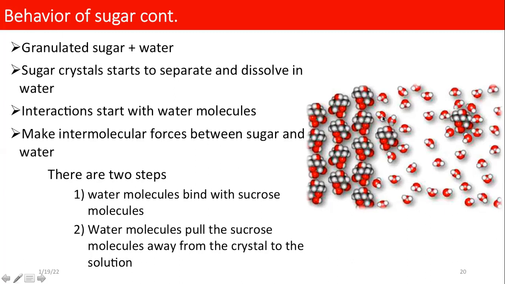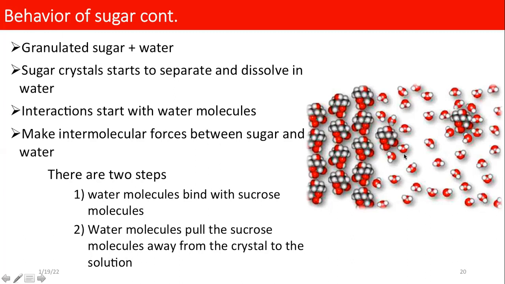Therefore, the small sugar molecules form bonds with water molecules, right? Interactions start with water molecules. Intermolecular forces will be formed. There are two steps. First, water molecules bind with sucrose molecules. Here you can see water molecules react, or form bonds, with sucrose molecules. Second, water molecules pull the sucrose molecules away from the crystal into the solution.